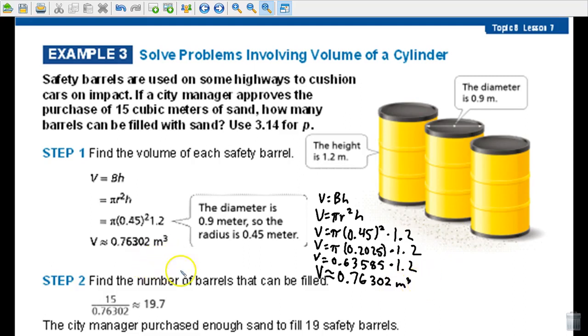So now it's 15 cubic meters of sand. This is how much we can fill in each one. So now we do 15 divided by 0.76302, and that is approximately 15 divided by 0.76.